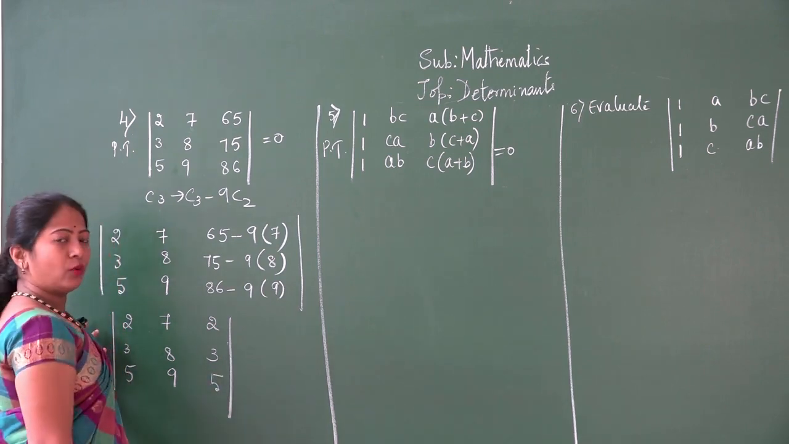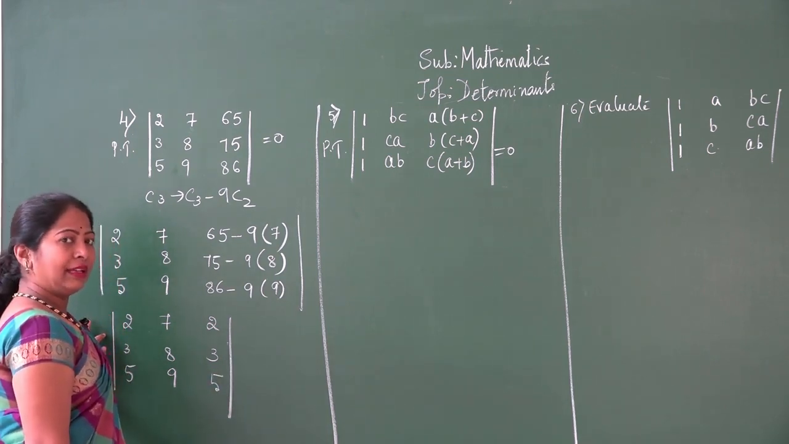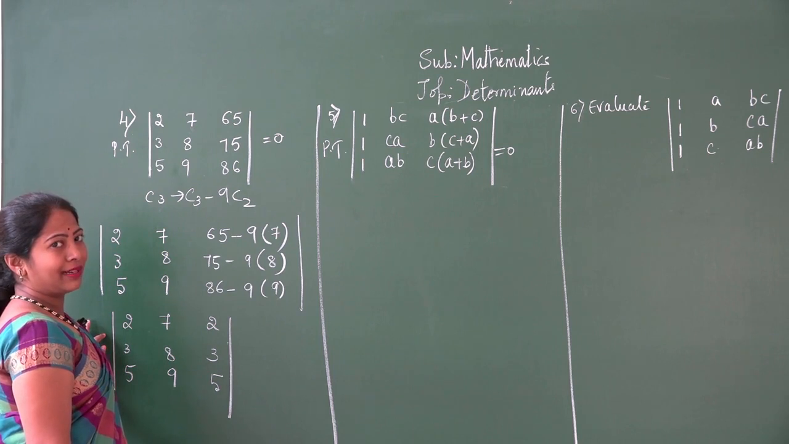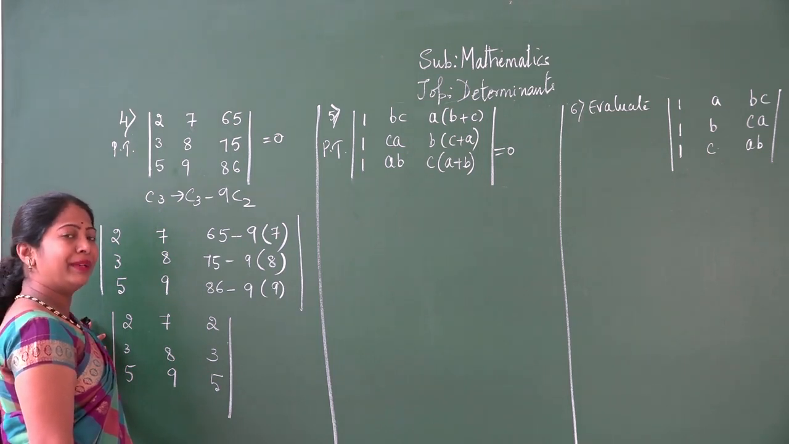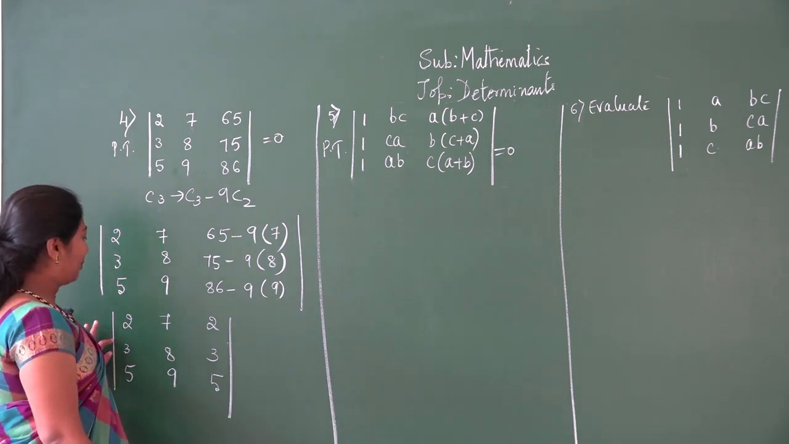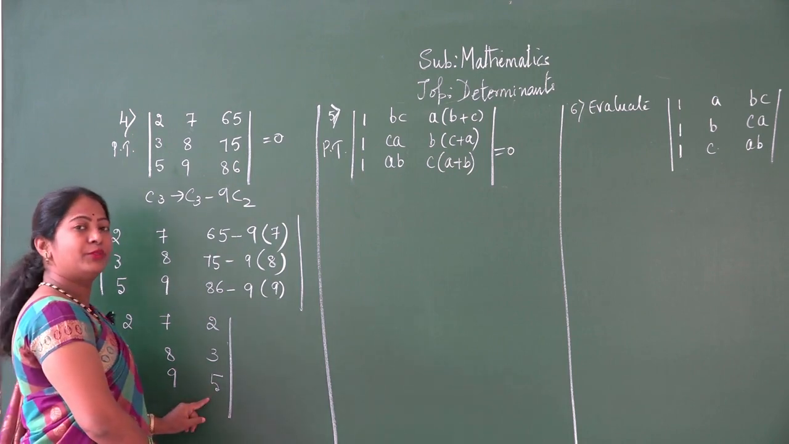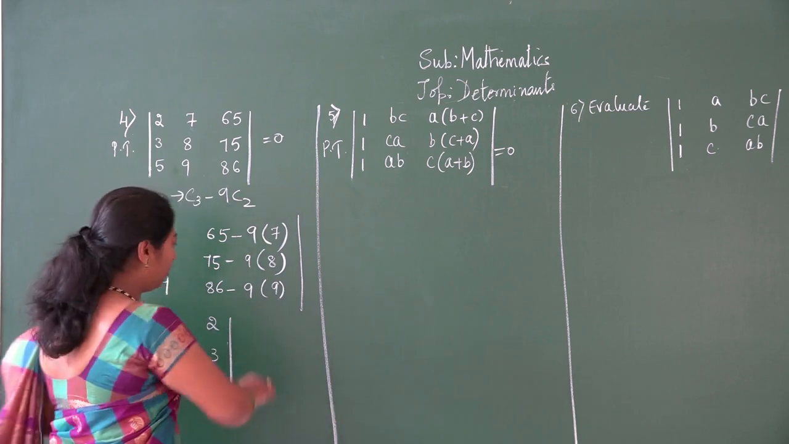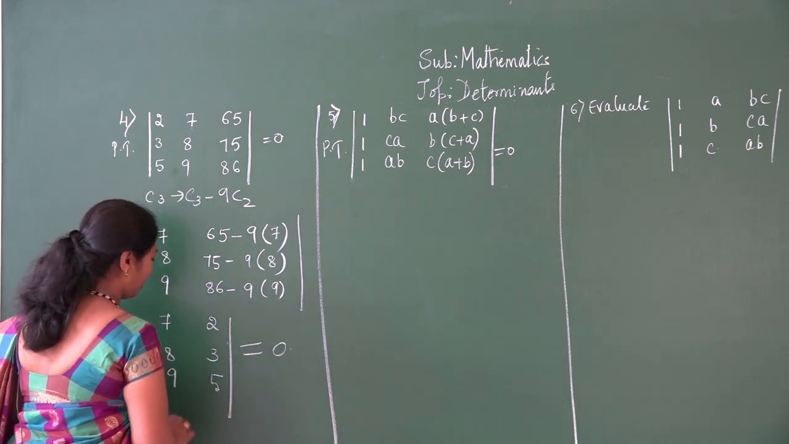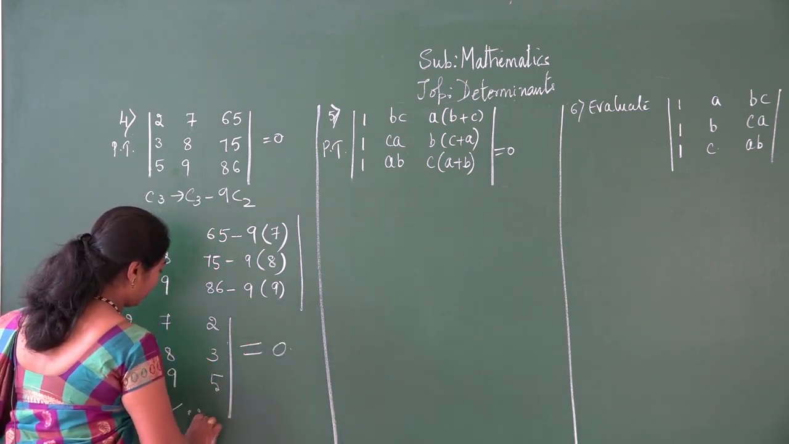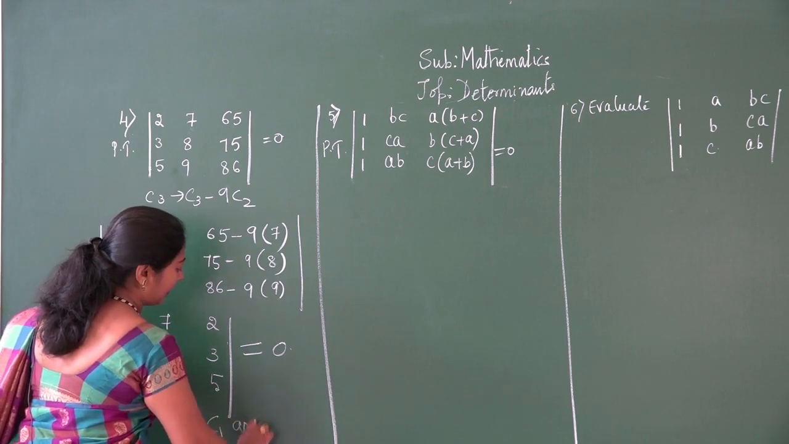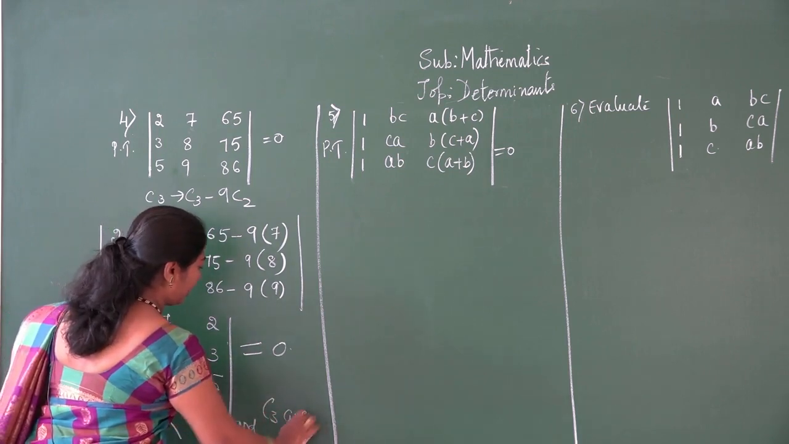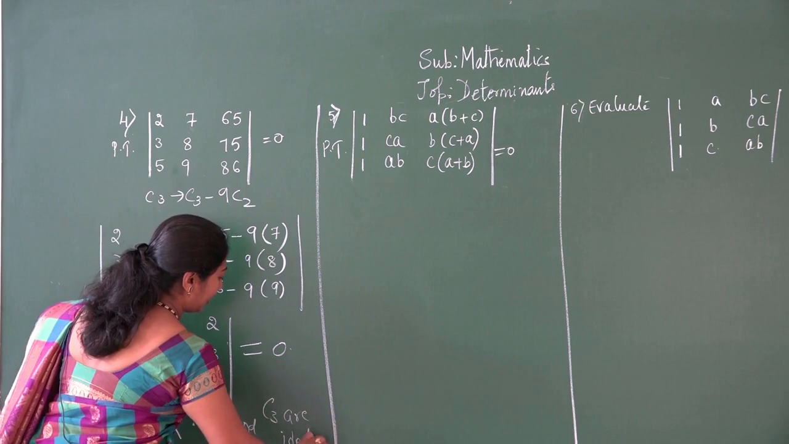Can we observe here column 1 and column 3 are identical? If any two rows or any two columns are identical, automatically the value of the determinant becomes 0. So in this problem, column 1 and column 3 are identical, and therefore the value of the determinant is equal to 0, because C1 and C3 are identical.